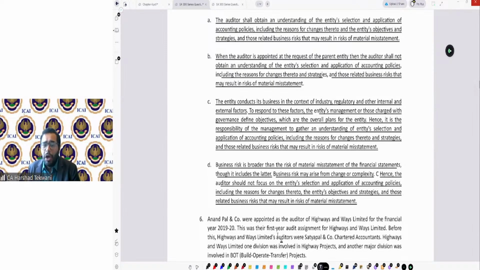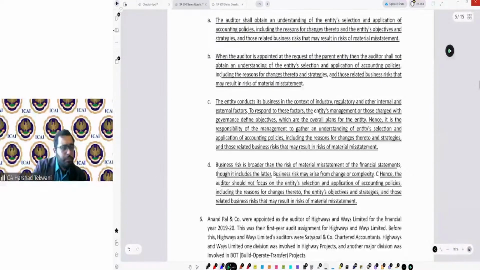And accordingly, the auditor needs to identify whether there is any risk of material misstatement due to fraud or error. If yes, then you need to assess that. Clear? So the correct option here is A. The correct option over here is A. Any doubt? Any question, guys?